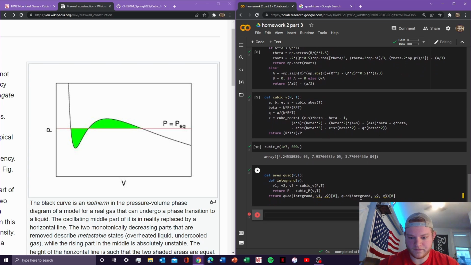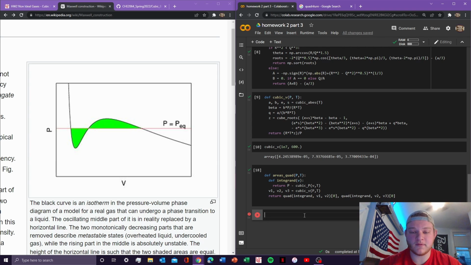Perfect. Where to find it here, guys? I think this needs to be on this end, actually. There we go. Okay, now we have the code to solve for the integral and find the area of those two spots.